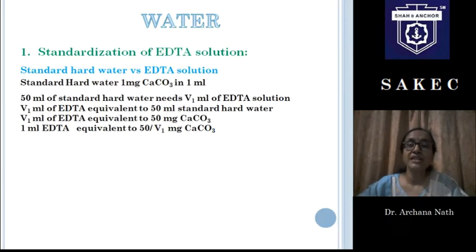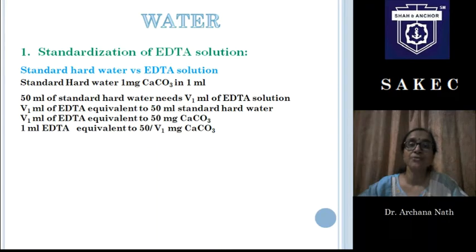The first step is standardization of EDTA solution. In that, standard hard water versus EDTA, and standard hard water is 1 milligram of calcium carbonate in 1 ml water. So what is our observation? If we start with 50 ml of standard hard water, we can write that it needs V1 ml of EDTA solution. For the first step, we are taking the volume of EDTA required, that volume is V1. We will observe that volume when we do the titration.